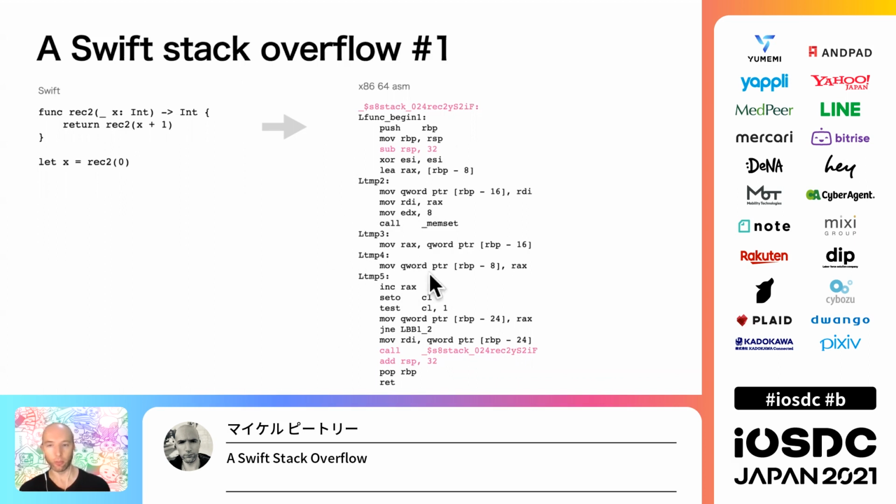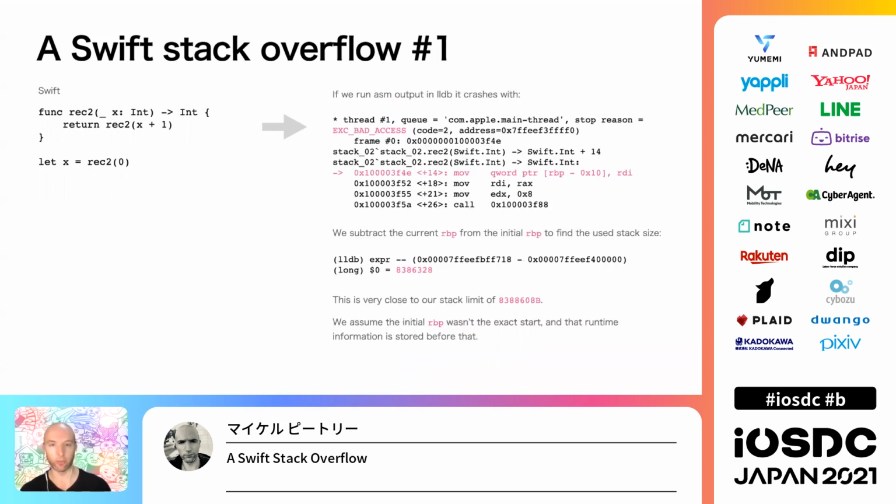So eventually, we'll get to a point where one of these instructions will try and access the stack, and it will throw an error. And we can see here, if we run the program, that's exactly what happens. We get an EXC_BAD_ACCESS. Now, if we subtract the current RBP from the initial RBP, we can find the rough stack size used. In this case, it's about 8 megabytes, and that is very close to our actual stack limit of 8 megabytes on macOS.